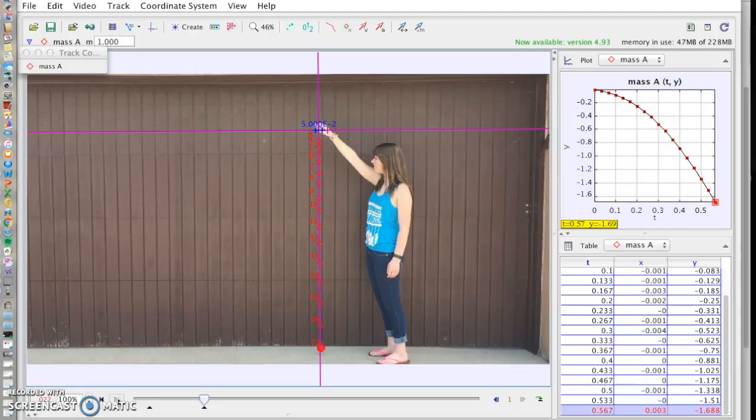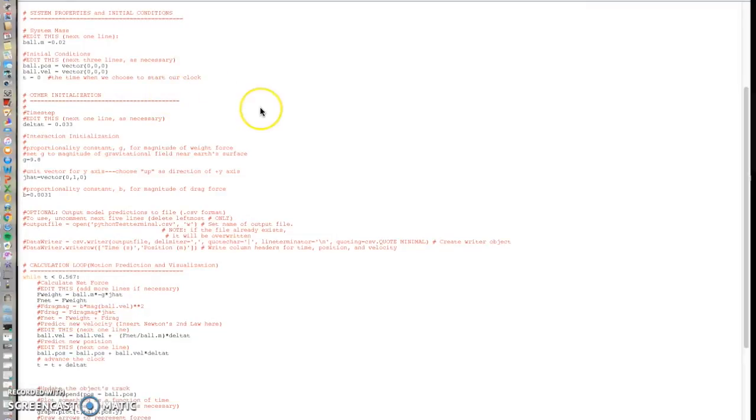The ball was moving in the negative y direction on my axis, and I used the diameter of the ball, which was 5 centimeters or 0.05 meters, to calibrate the measurements. I then used data from Tracker to input my initial velocity, position, and delta t into VPython. There were two different models for this lab.